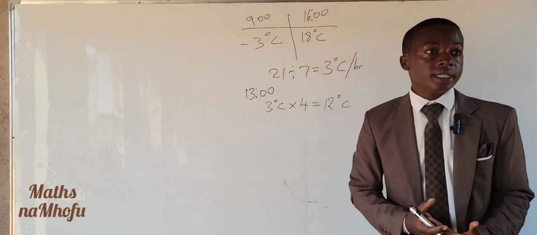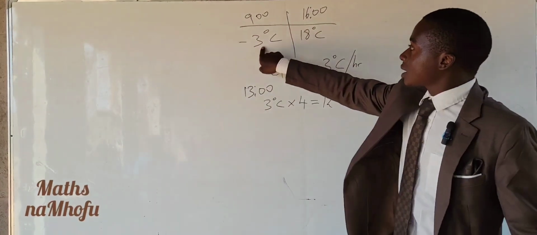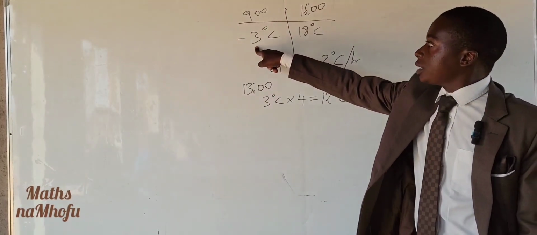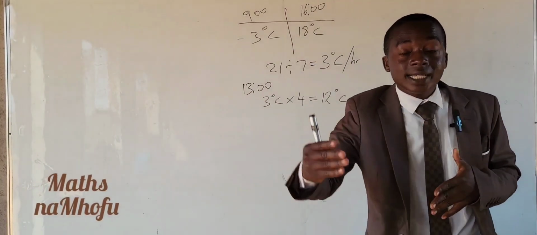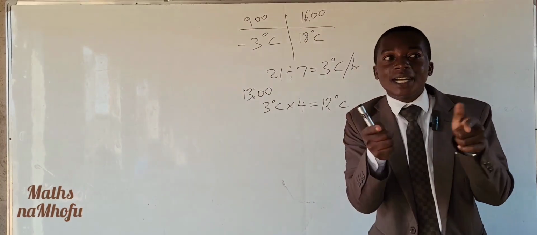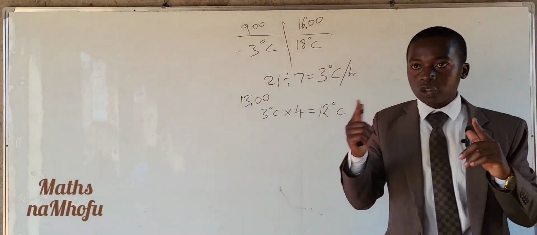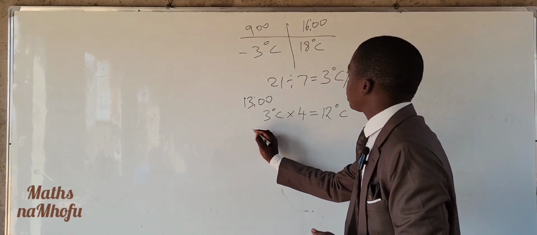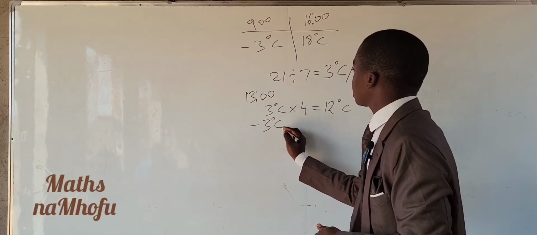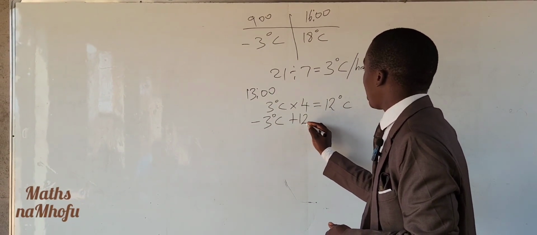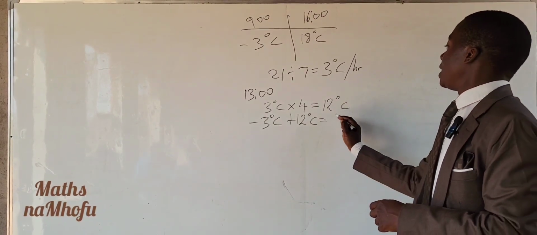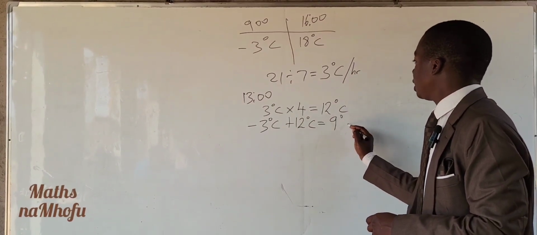So we just have to add. Are we together? The starting temperature is what? Negative 3 degrees Celsius. Because the temperature was rising, you add. If the temperature was decreasing, you're going to? Good. So we are now going to say negative 3 degrees Celsius plus 12 degrees Celsius. And our answer will be 9 degrees.